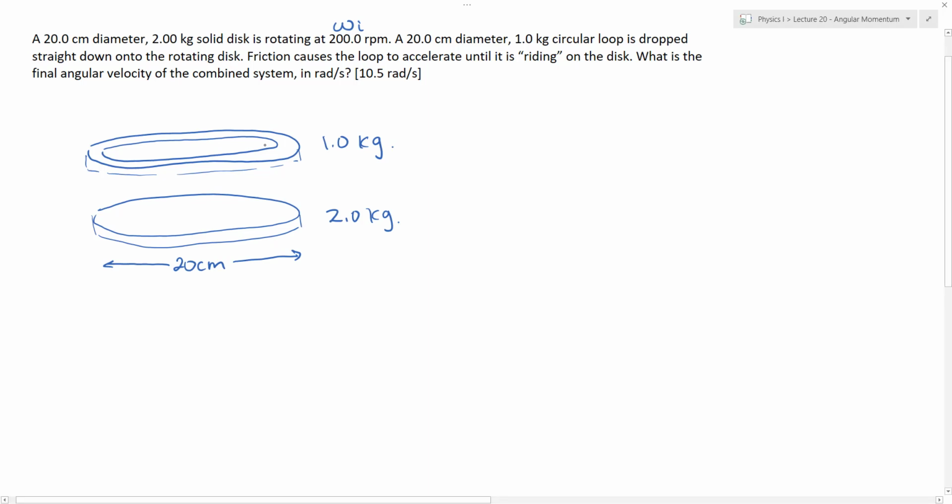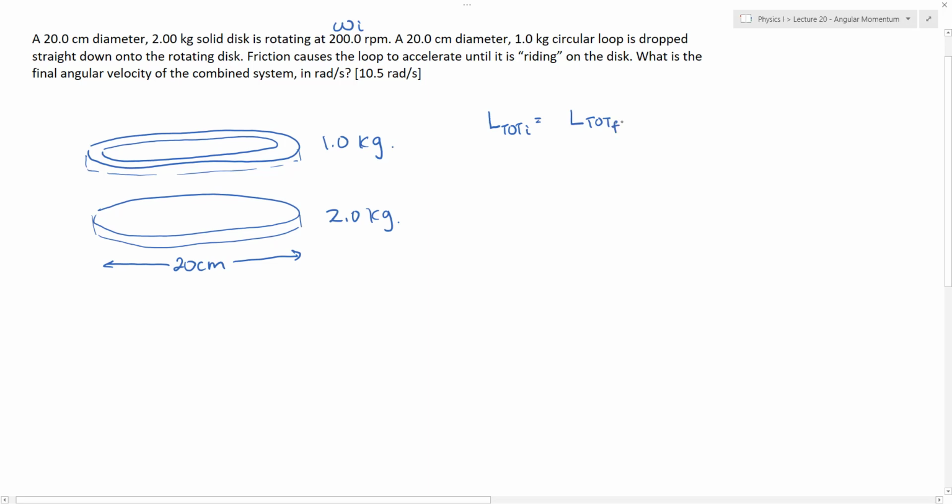For angular momentum, we know that it's conserved if there's no net torque acting on the system. And there are no external forces acting on the system. So since there are no external forces, there can't be a net torque. There's nothing external causing these two things to rotate other than what's already happening in the system. Okay, so then we can say that the initial angular momentum, where L stands for angular momentum, is equal to the final angular momentum of the whole system. So L total initial is equal to L total final.